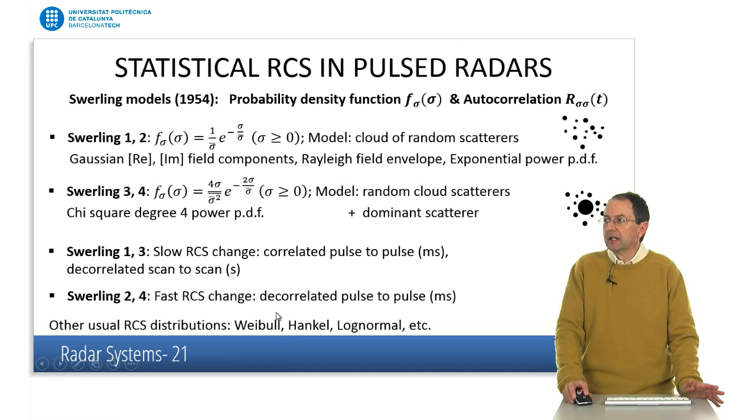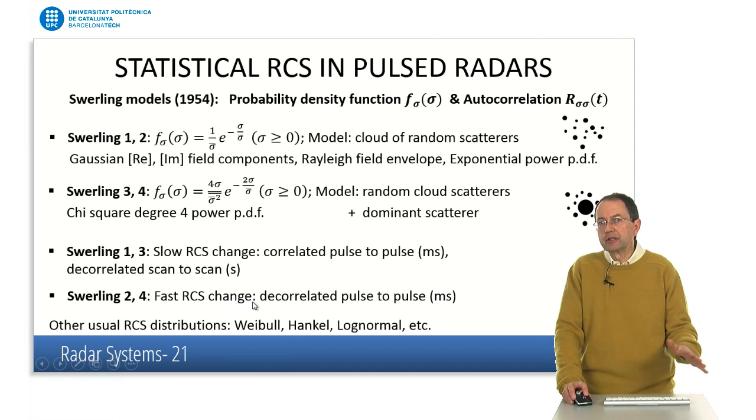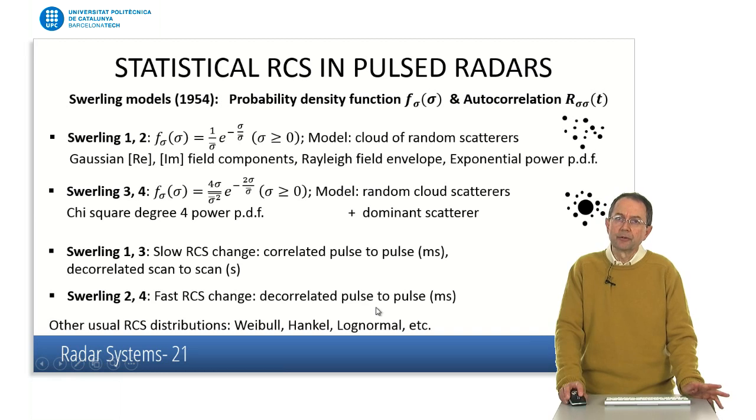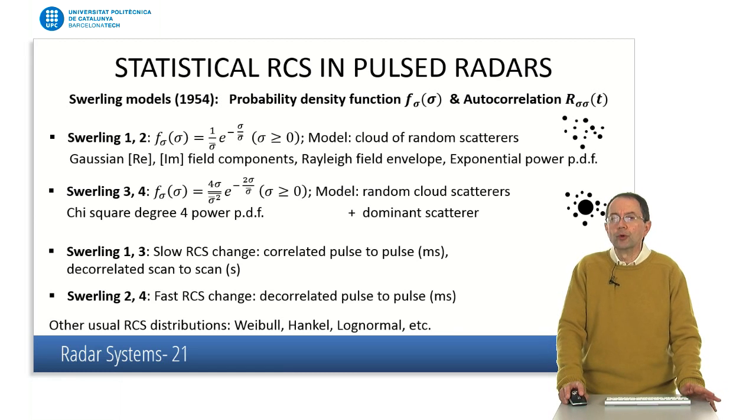Other targets have a very fast changing radar cross-section, and Swerling 2 and 4 model these targets, considering that from pulse to pulse the radar cross-section is completely decorrelated. So we have a completely new result. This could correspond to very agile targets. For example, small aircraft or helicopters could be considered Swerling 2 or 4 because they change very fast. Other usual radar cross-section distributions can be Weibull, Rice, log-normal, etc. They have been proposed and studied by different researchers for different targets or clutter.